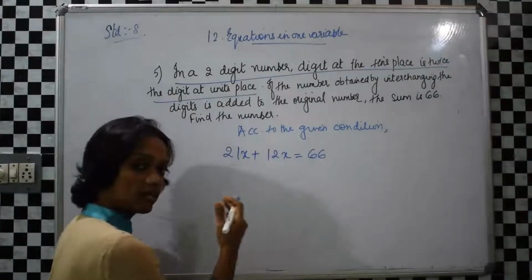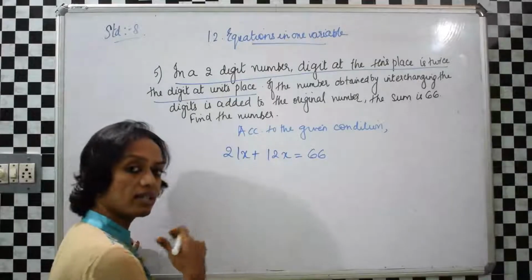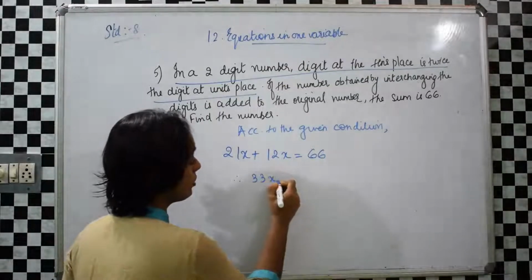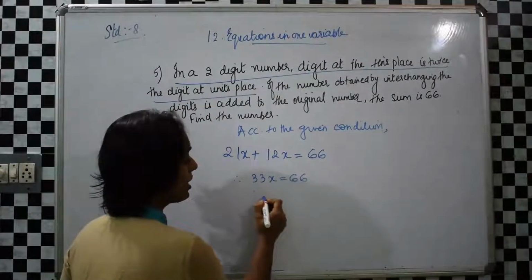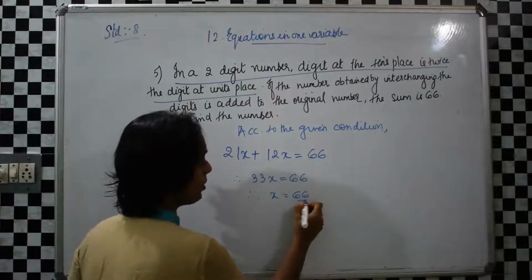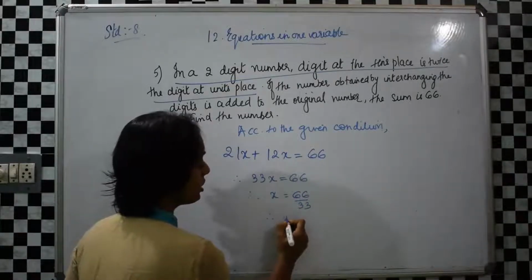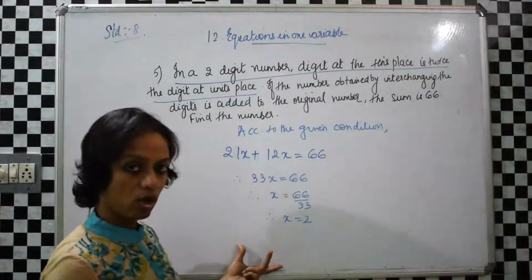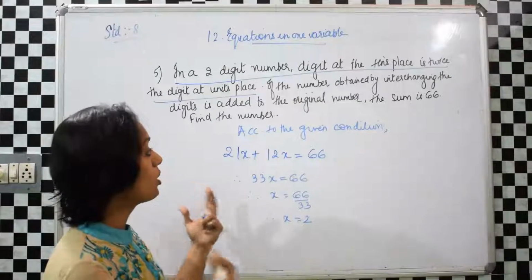So 21x was the original number, 12x is the new number, that's equal to 66. So we will have 33x is equal to 66. So x is equal to 66 upon 33, that is x is equal to 2. But x is not what we have asked for, we have to find what is the original number.